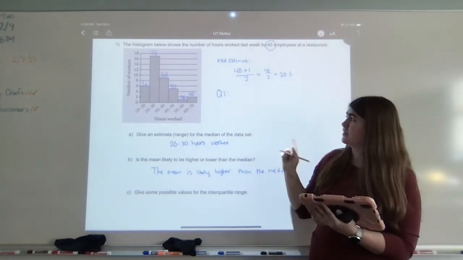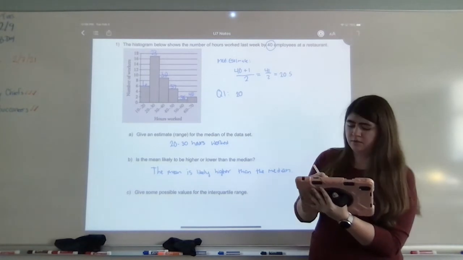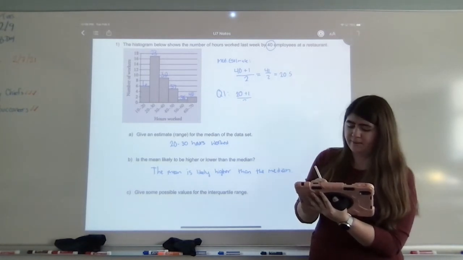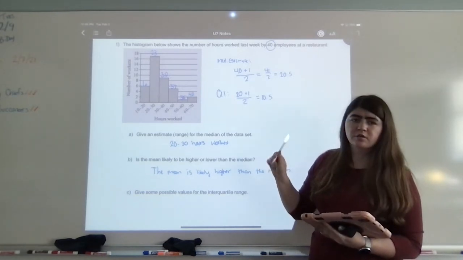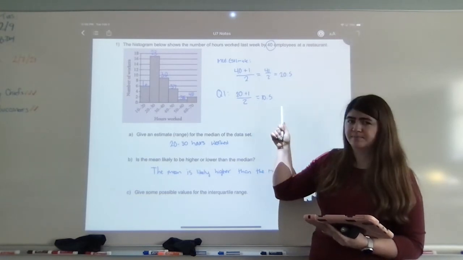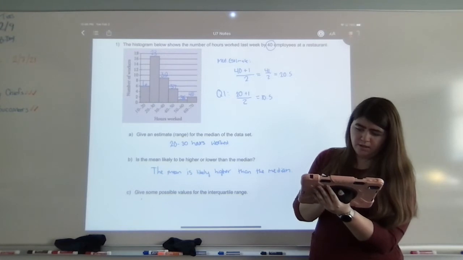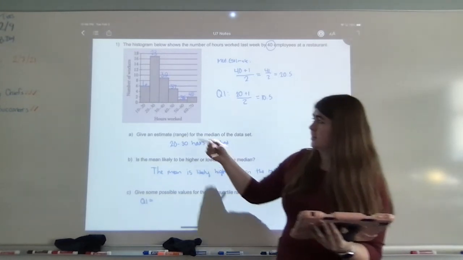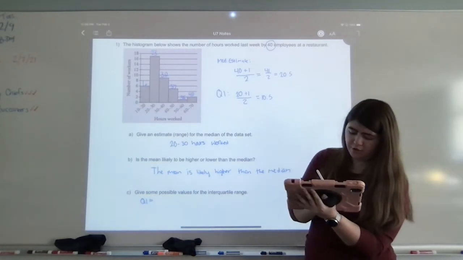So I'm going to do the same type of formula. I have 20 data points below, plus 1, divided by 2, is equal to 10.5. So my first quartile is between person 10 and person 11, which means that my Q1 will be where the 10th and 11th person are, which is in the same column. So we're in the 20 to 30 hours worked.